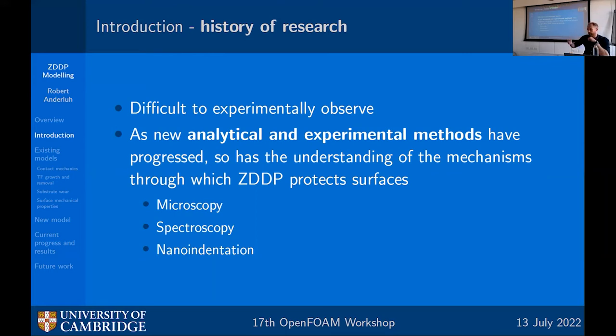Since it was first discovered and used, the analytical and experimental methods in the last 50 to 70 years have progressed, and so has our understanding of the mechanisms through which ZDDP protects surfaces. Microscopy, for example, lets us see how the roughnesses and the surfaces look, and spectroscopy lets us realize what chemical components these surfaces are made of. Nano indentation measures experimentally the hardness or elastic modulus of surfaces, and so on. This was not easy to do, let's say, 50 years ago.